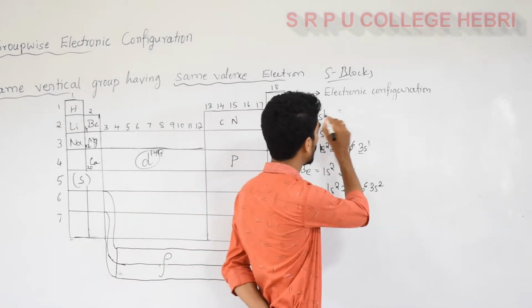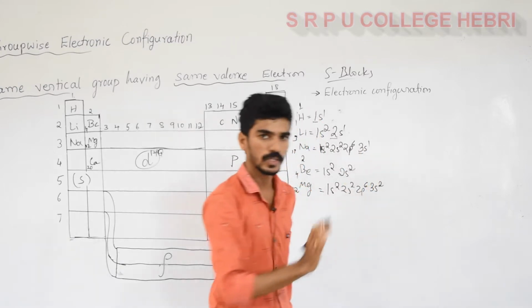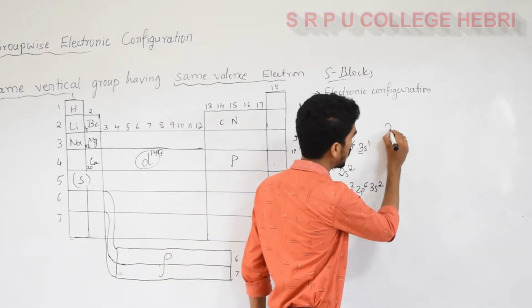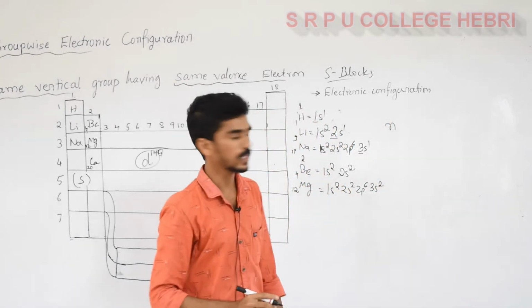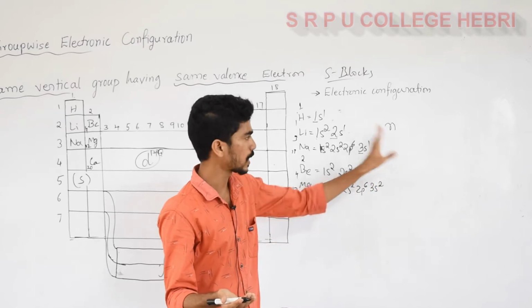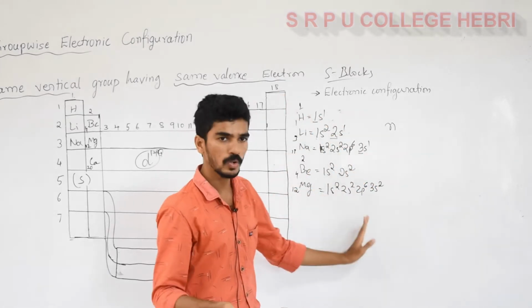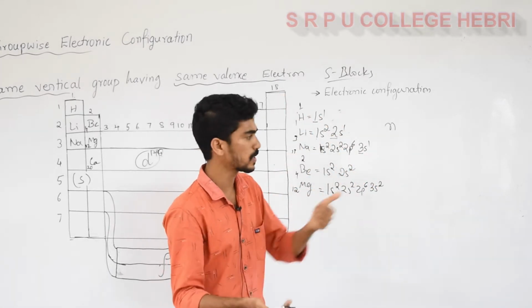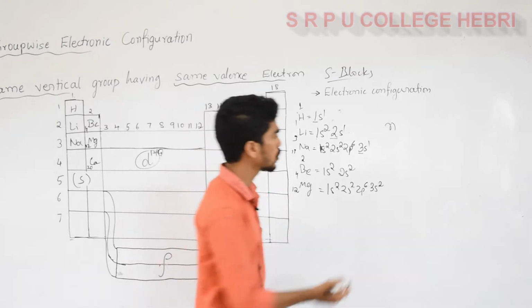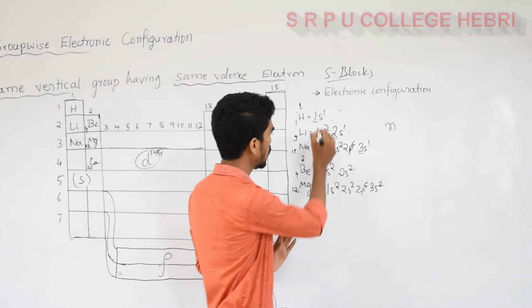So the n value is here 1, here 2, here 3. So n values vary. You understood the concept. So I can write for the general electronic configuration, the valence shell should be taken as n. The period number increases as we go down. For the first period n equals 1, for the second period 2, then 3, 4, like that. So just observe the valence shell.